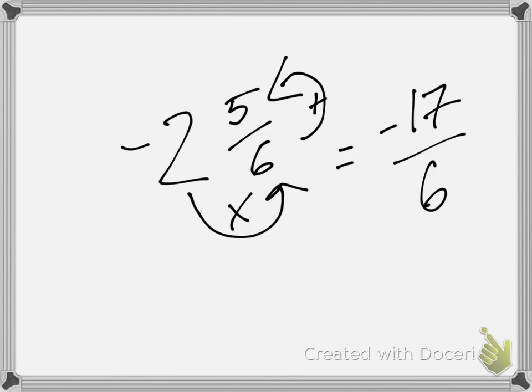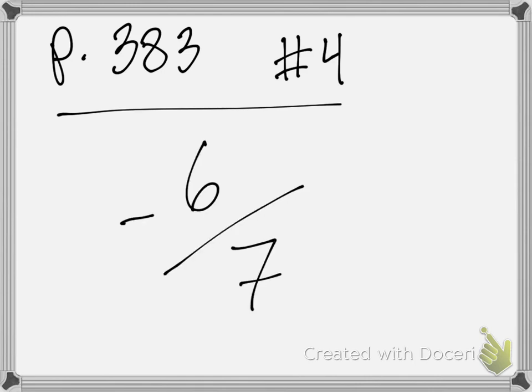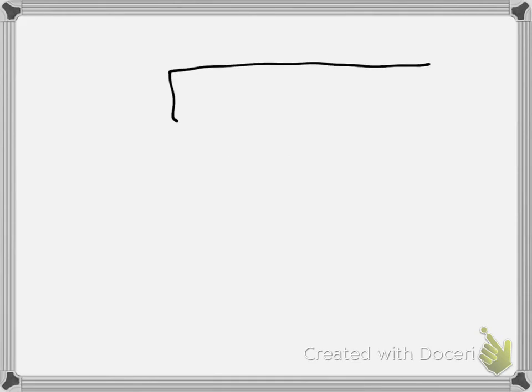And last thing is I'm actually going to do one of your homework problems for you. So page 383, I'm going to do number 4 for you to give you a hint. So we have this problem. Negative 6/7. And we want to make it into a decimal. So the 6 goes inside, the 7 goes outside, and we know our answer is going to be negative.